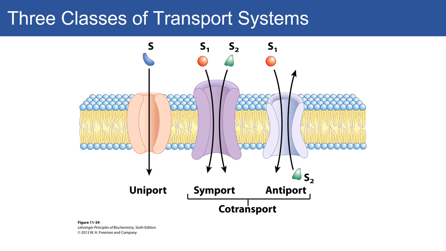There are three classes of transport systems. We have uniport, where we have a molecule and it goes down through. A transport system, I should say, not an ion channel. We have co-transport, where we have two molecules that are transported the same way across, and we have antiport, where one molecule is transported across one way and the other transported across the other.